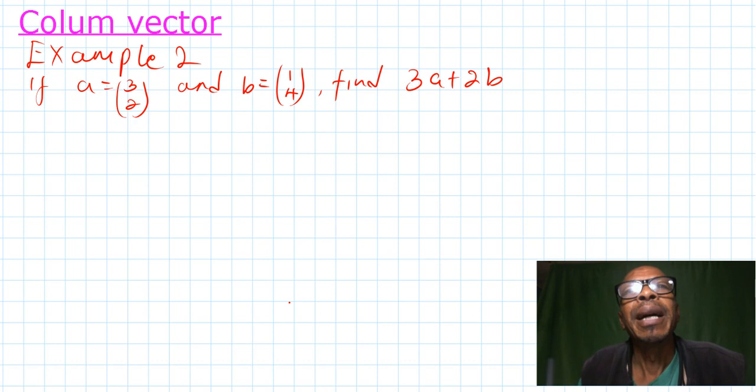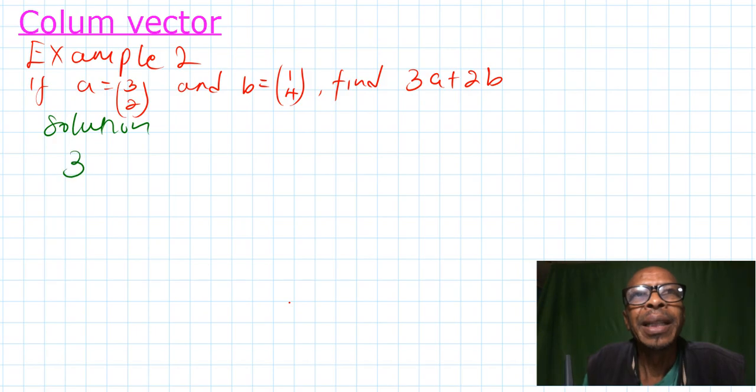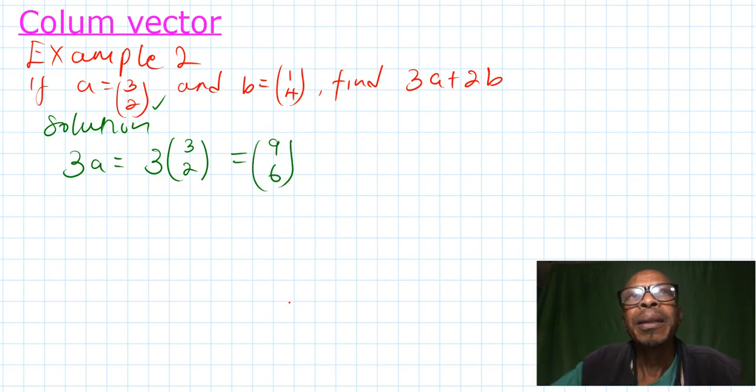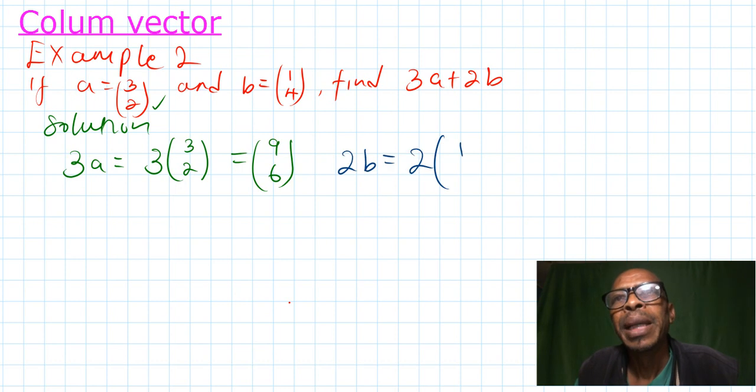In this example, we have not been told to illustrate using the Cartesian plane. So you just say solution to this is, now we have 3A is equals to 3 times our A, (3, 2). So we open the bracket. 3 times 3 is 9, 3 times 2 is 6. Again, we have our 2B is equals to 2 times our B, which is (1, 4). We open the bracket, and 2 times 1 is 2, 2 times 4 is 8.